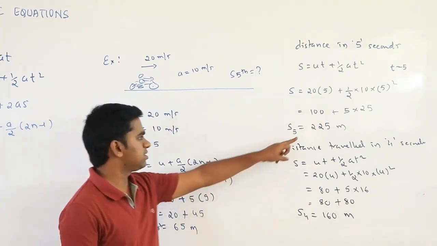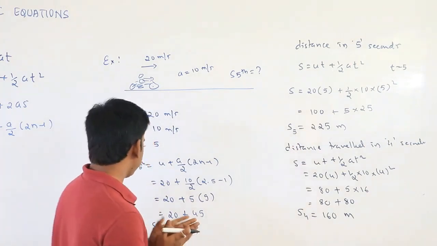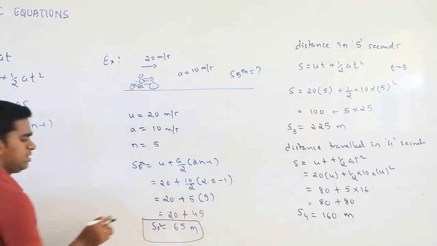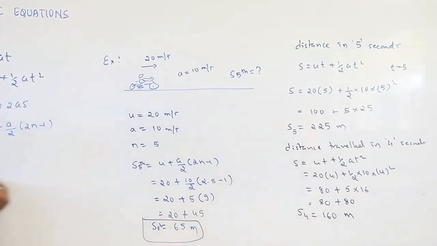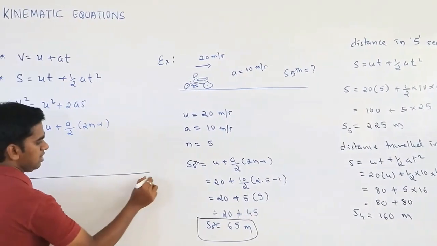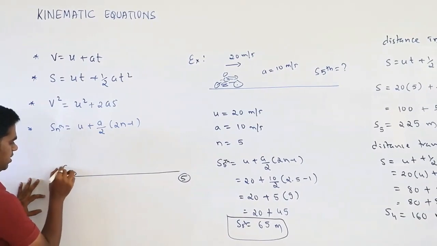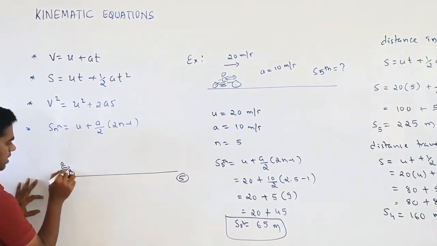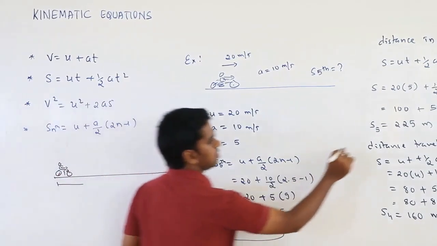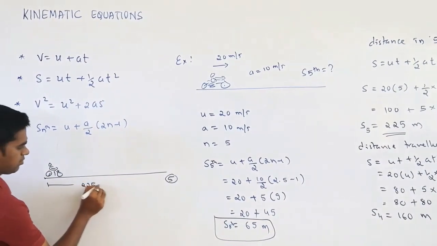And this is the distance traveled in 5 seconds. So now I have to check whether my answer for the distance traveled in the fifth second is right or wrong. The distance traveled in 5 seconds, how much did you get? Your vehicle started from here, and the answer is 225, from here to here.